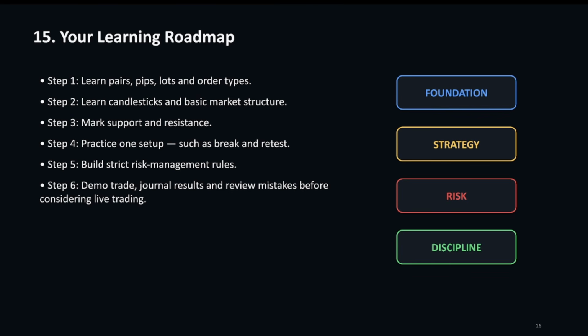I'm going to risk 10% on this trade. I'm going to risk 5%. 1%, so on and so forth. The next thing you want to do is create discipline. You need to be disciplined within your mind and your body. Step 6, you can also trade and journal your results, and review your mistakes before considering trading live.